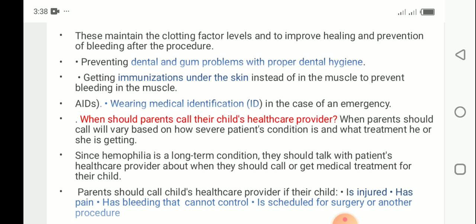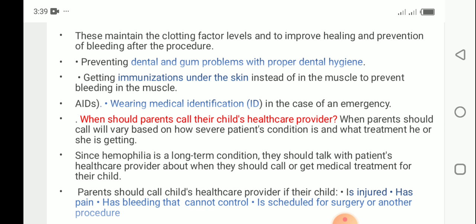So that's why IV injections and IM injections are completely avoided. 90% of injections are avoided and only oral medications are prescribed. That's why immunizations will also be given under the skin only, subcutaneous. Wear medical identification in case of emergency. If the patient is very bad and has more bleeding tendencies, then the patient will be given an ID band for identification. They will give a tag.